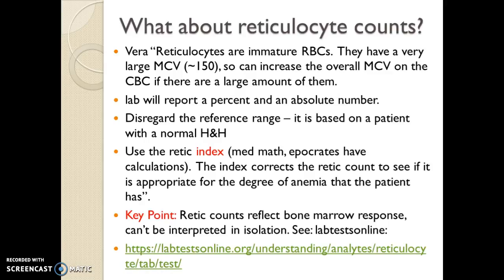So the lab will report a percent. You have to be careful not to pay any attention to the reference range. There has to be an index which ties it to the H&H. The key point about retic counts is that they reflect bone marrow response. They can't be interpreted in isolation.